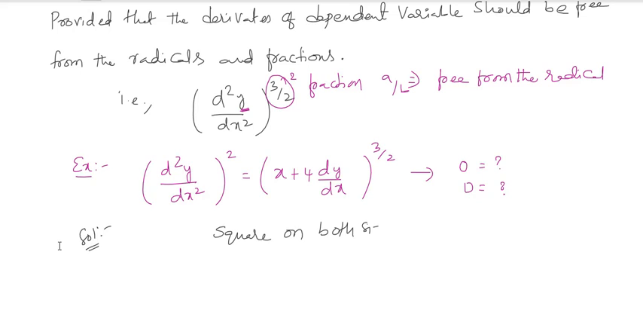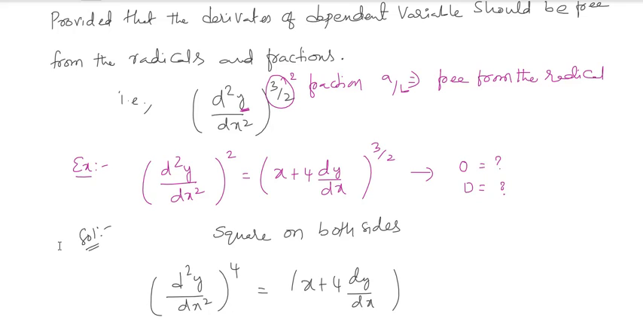If I do the square on both sides, what will I get? d square y by dx square. Squaring means 2 into 2, which is 4. That is equal to x plus 4 into dy by dx. If I square on both sides, I'll get 3 by 2 into 2, the 2 will get cancelled, and I'll have 3 there. Am I right or not?